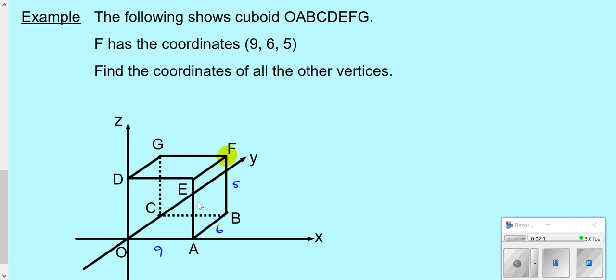Now, I would always recommend starting with something nearby to F. So let's just start with F, and that's going to be 9, 6, and 5. Now, I'm going to do B next. So B is going to have the same X value, which is 9. It's going to have the same Y value because it's the same distance away back from you. So that's 6, but it hasn't got any height. It stays there at 0. So the Z value is going to be 0.